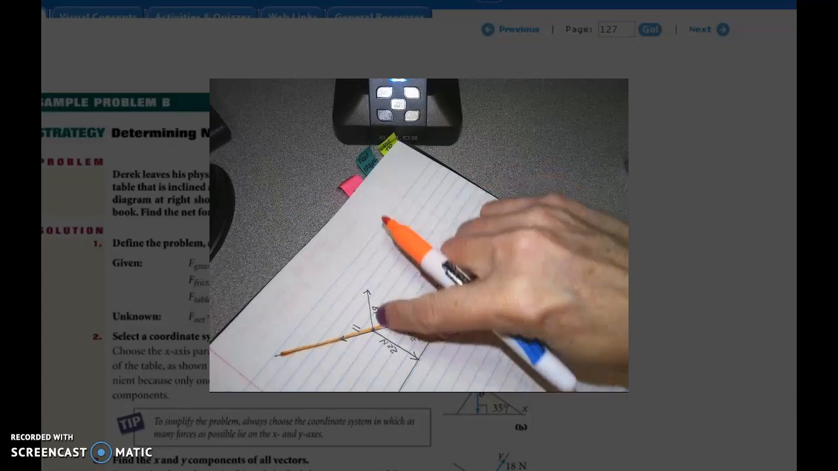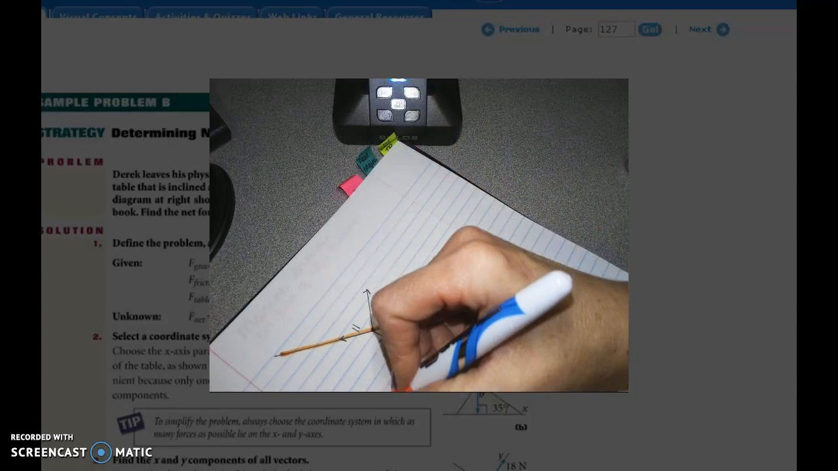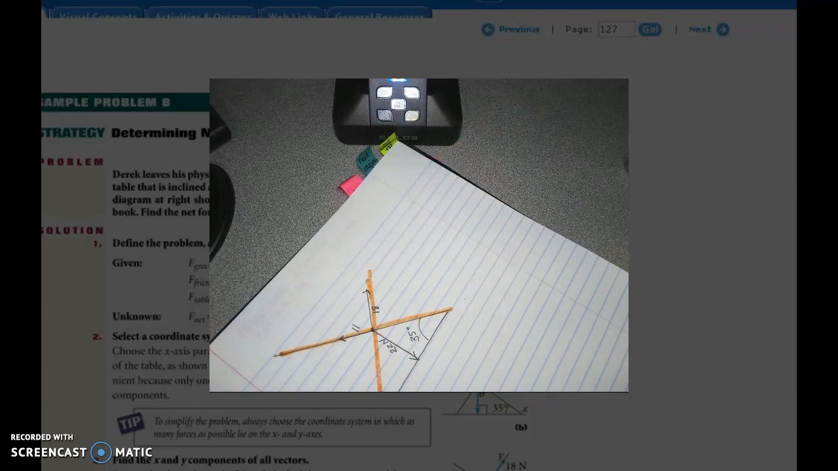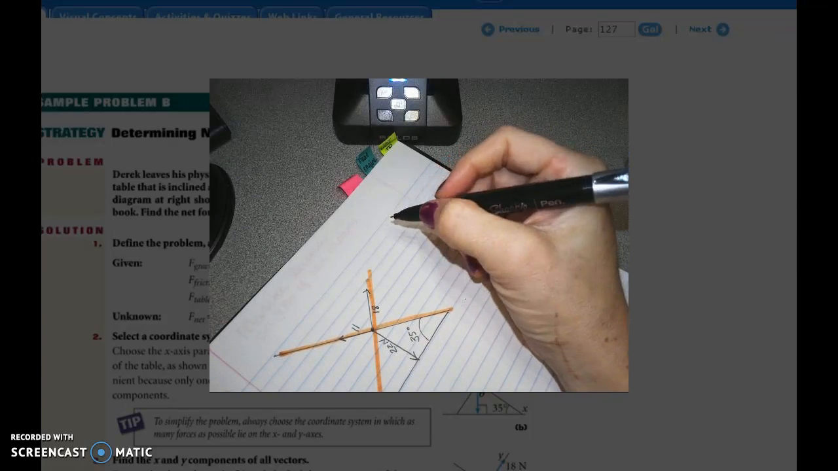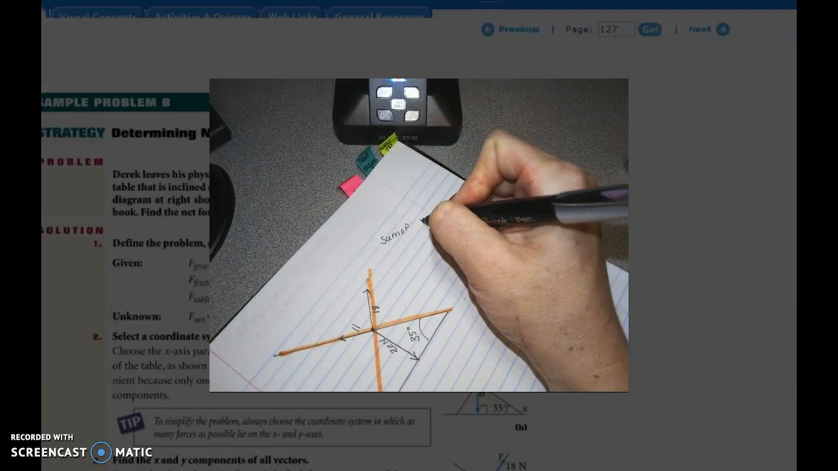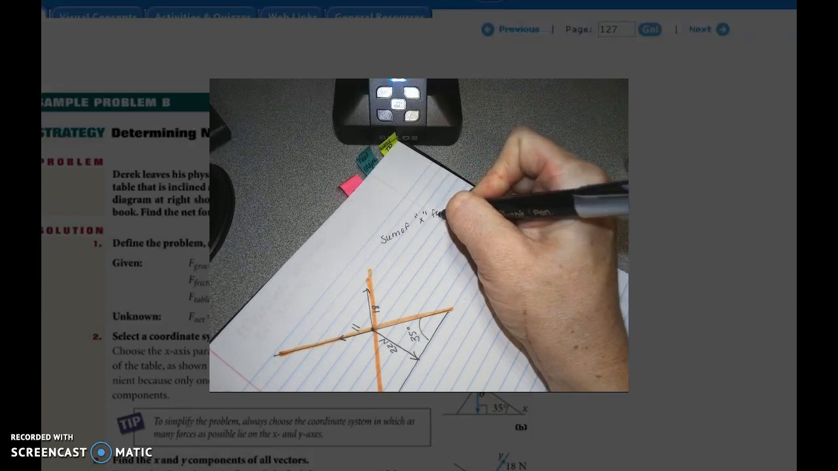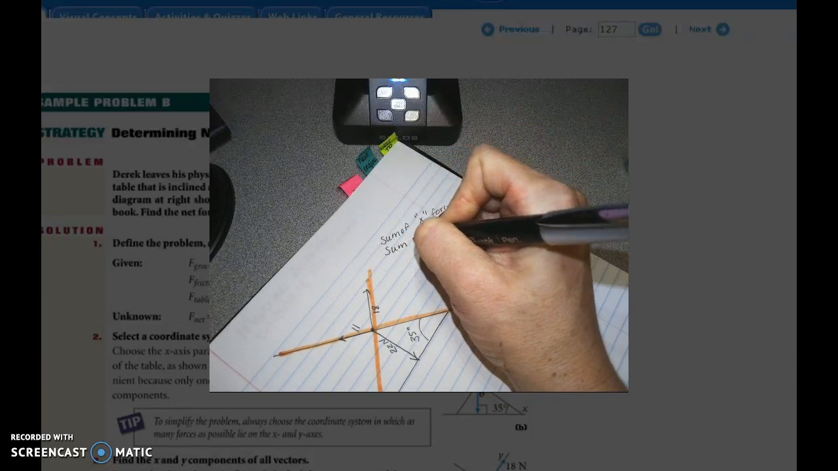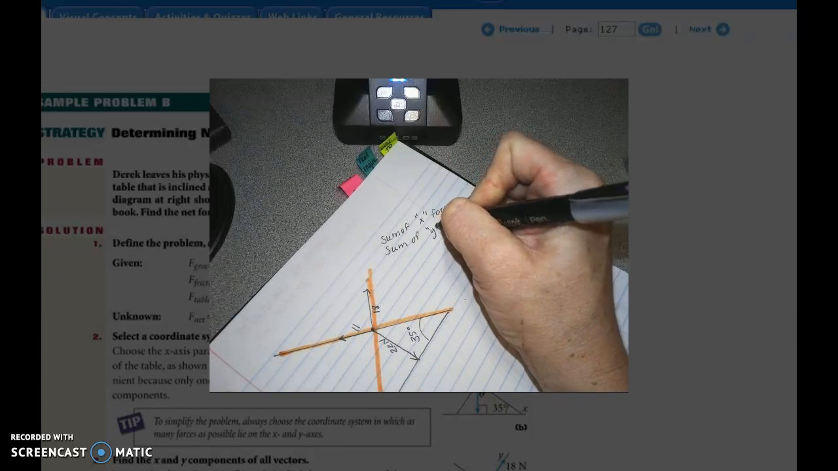And then you can use the normal force to represent the y. This makes things a little bit easier. That way we already have two of our forces known in the x and y direction. The idea here is that we want the sum of the x forces, and we want the sum of y forces.